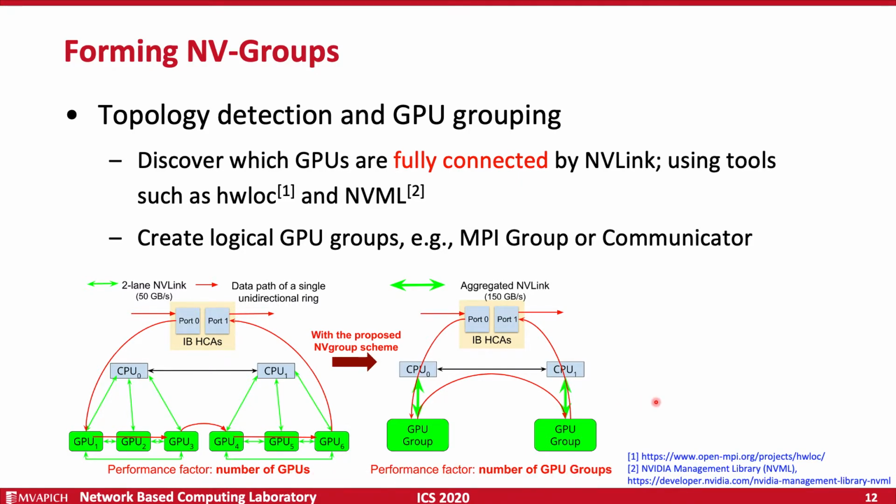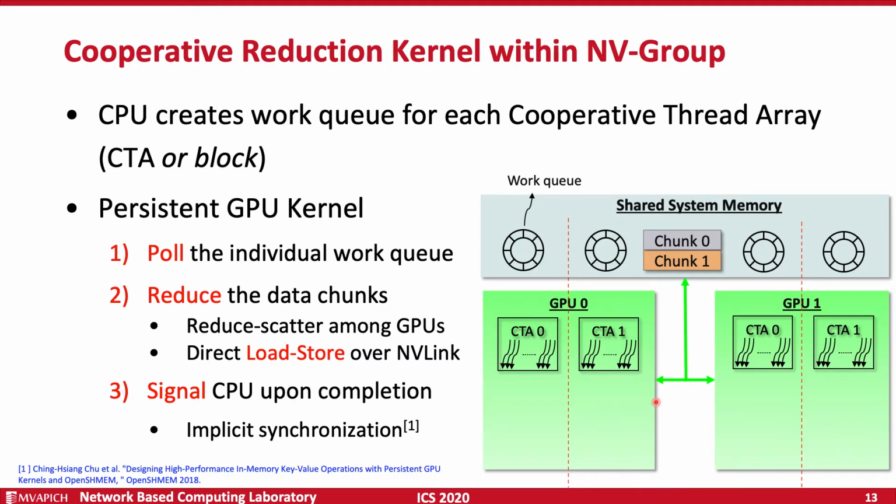It's very significant. Once you have this group, the next step is how we can do the reduction efficiently within a group. The cooperative reduction kernel has two parts. First, the CPU is going to help a little bit here. The CPU creates a work queue for each cooperative thread array.